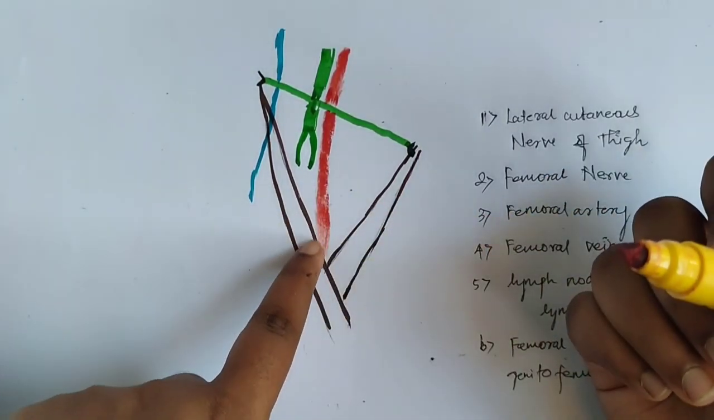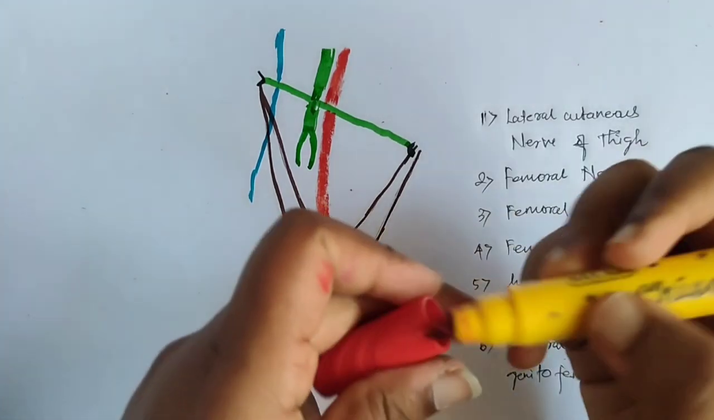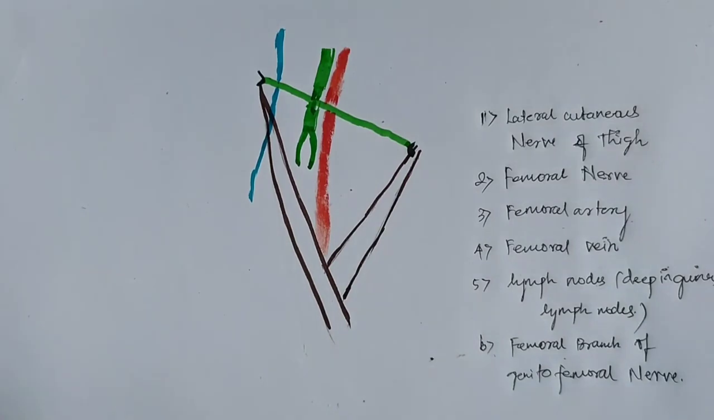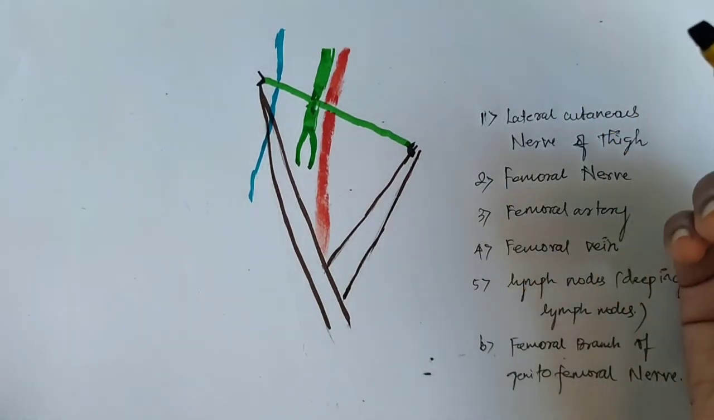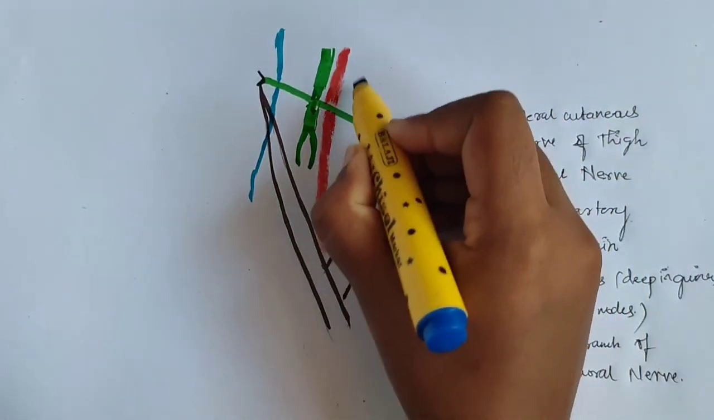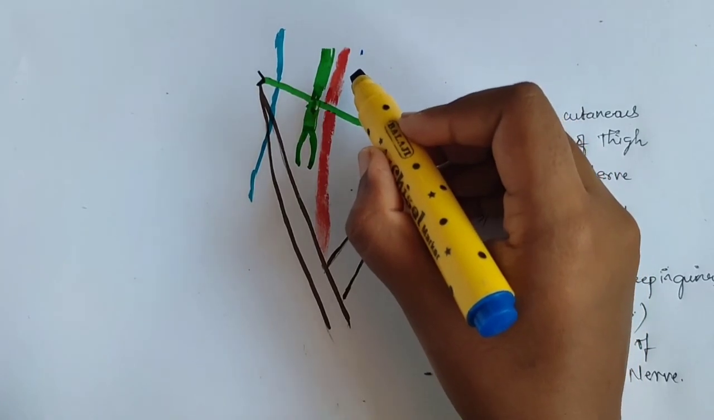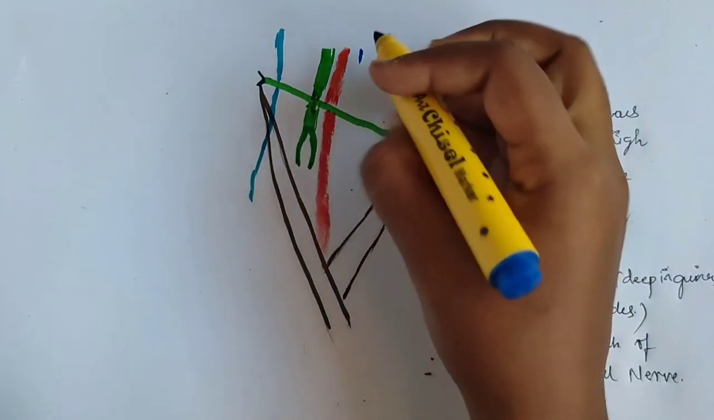In the apex, it enters the adductor canal. Okay, adductor canal. And next thing is the femoral vein. Okay, femoral vein. Above the inguinal ligament, it is termed as external iliac vein. Okay, external iliac vein.